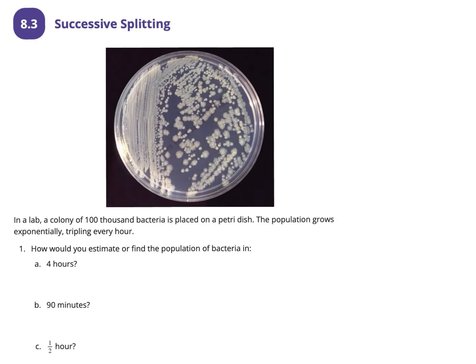Okay, let's look at this one. Problem, successive splitting. In a lab, a colony of 100,000 bacteria is placed on a petri dish. The population grows exponentially, tripling each hour. So the first thing we want to do is write our equation. That's the first place we start. So 100,000, I'm going to write 100, understanding that it's in thousands. It triples, that's our rate, every hour. So x equals 1 hour.